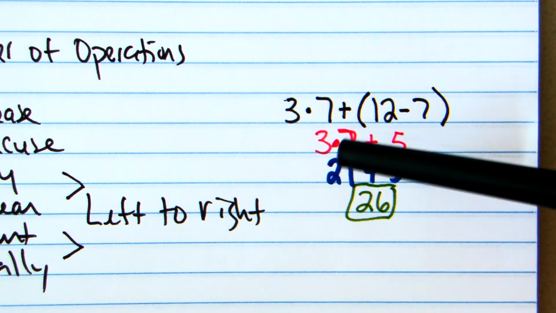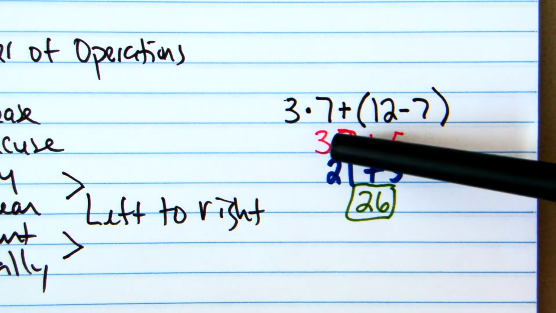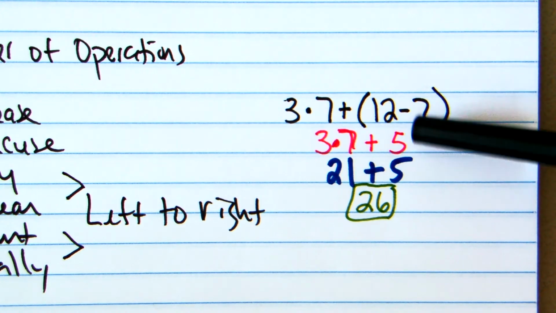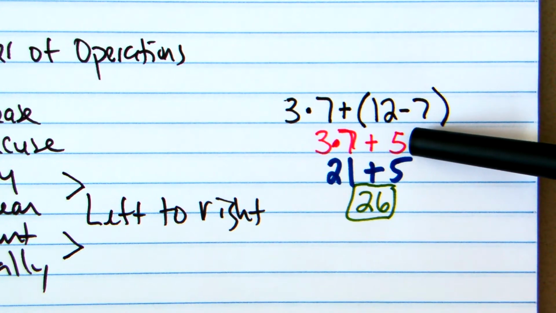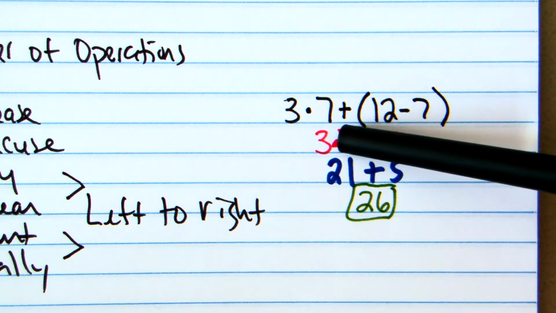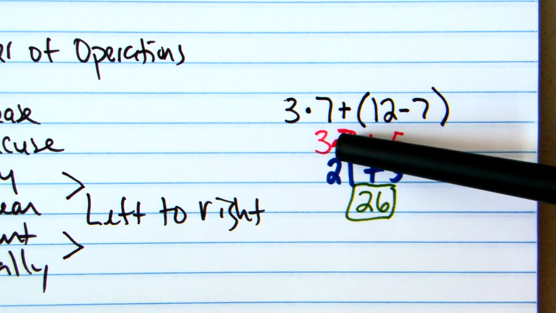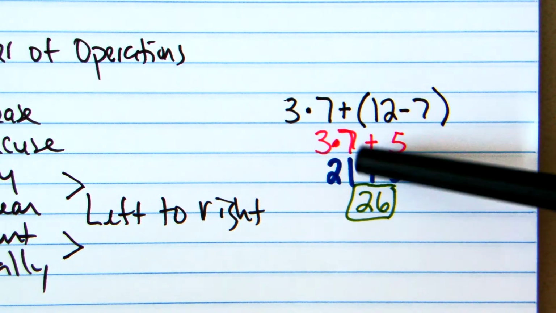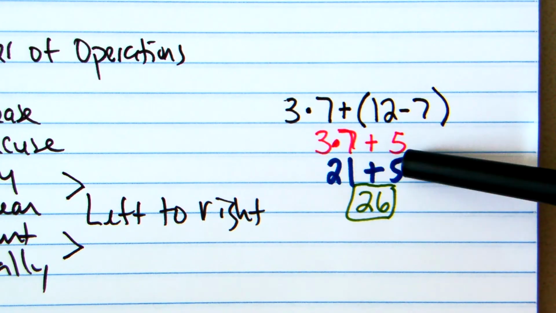Now my next line, I just carry down 3 times 7 plus 5. Look at that line. I don't have any parentheses. I don't have any exponents. Then I go to multiplication. So I'm going to evaluate that now. 3 times 7 is 21. So now I bring that down, and I have 21 plus 5.